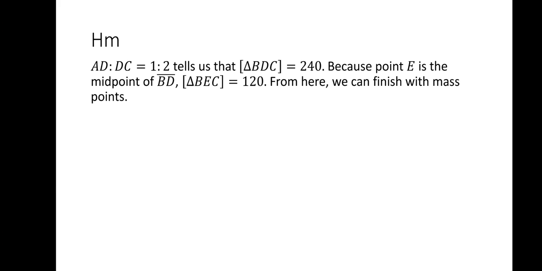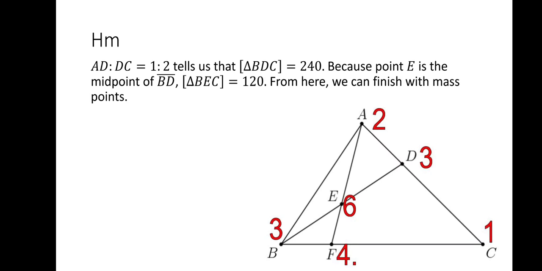Well, AD over DC is 1 to 2, so BDC has area 240, because the height is 2/3 and the base is the same. Because point E is the midpoint of line BD, triangle BEC has area 120 because it has half the height of triangle BDC. From here, we can finish with mass point geometry, which is shown in the bottom right.